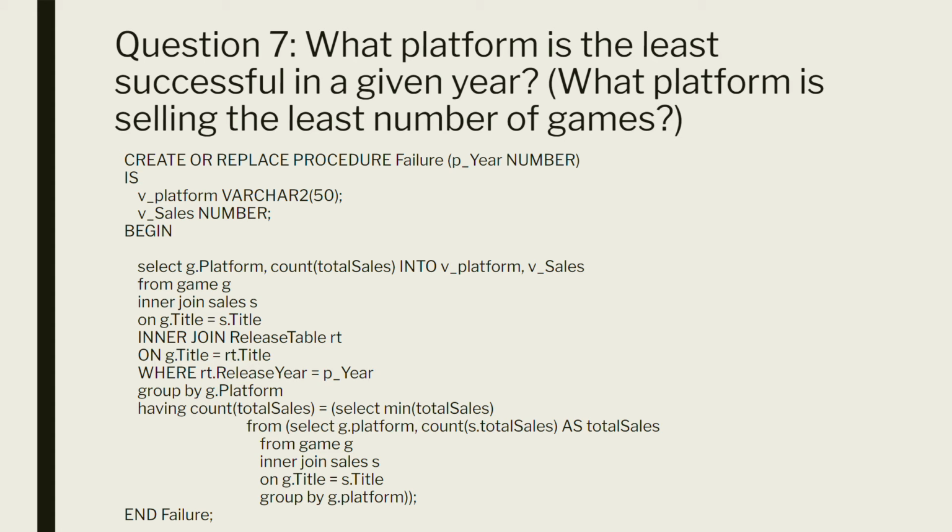The innermost select statement corresponds the total number of sales according to each platform. The second select statement finds the minimum of those total sales per platform, and the outermost select statement corresponds the minimum total sales to the specific platform. That way I'm able to find the platform that is least successful in a given year.